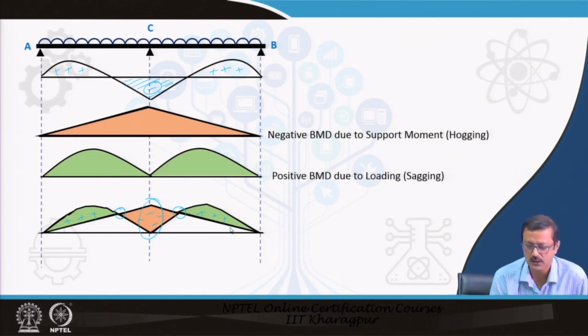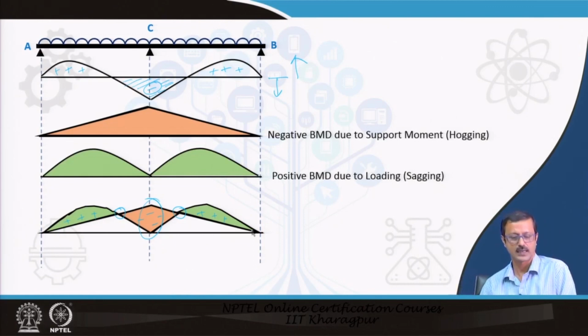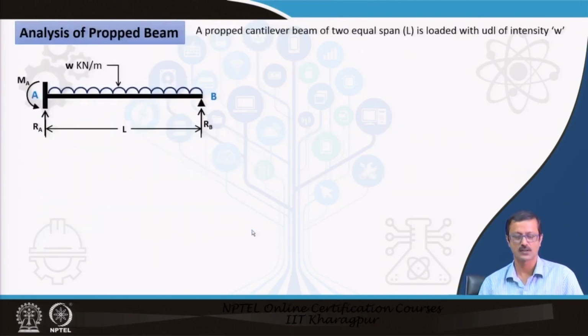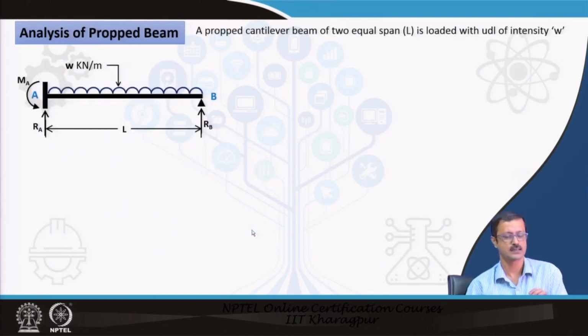So, without drawing the negative downward and the positive upward, we can do with this particular superimposition case, and we can better understand which portion of the beam is negative or positive, and we can do the design accordingly. We will further discuss that in our next lecture, but before finishing this lecture, let us analyze another propped cantilever beam problem.